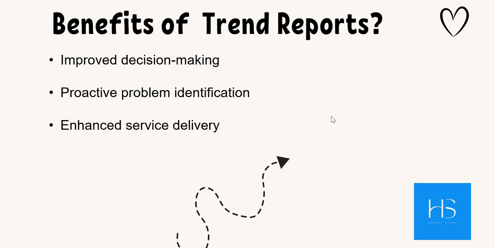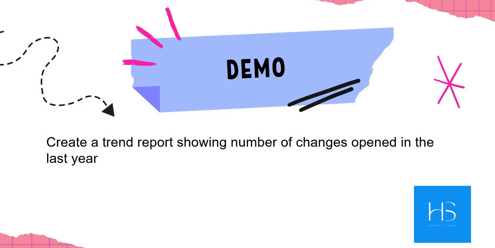Next is, what are the benefits of trend reports? The first one is improved decision making. Yes, you can make informed decisions. The second is proactive problem identification. And finally, the third one is enhanced service delivery. So you can have an estimate of how much time the team is taking to resolve an incident and so on. In the demo, we will be creating a trend report showing the number of changes opened in the last year.